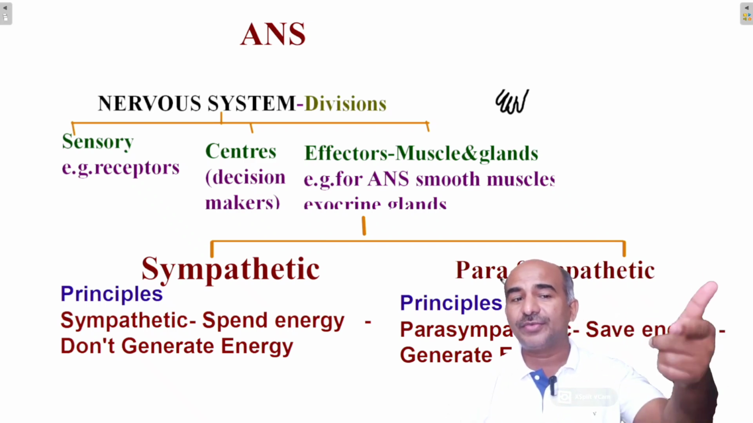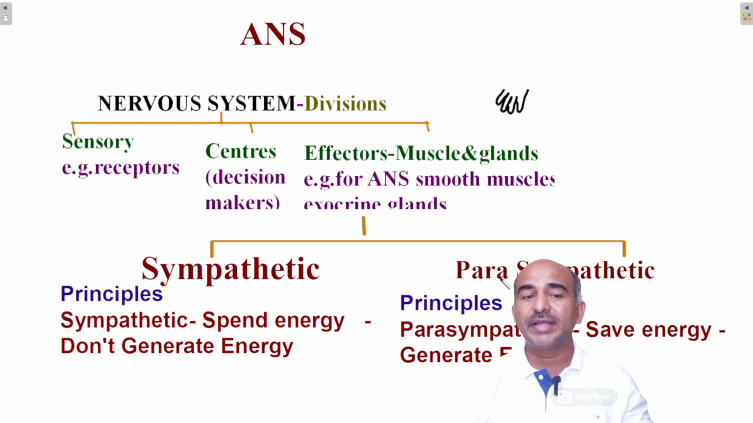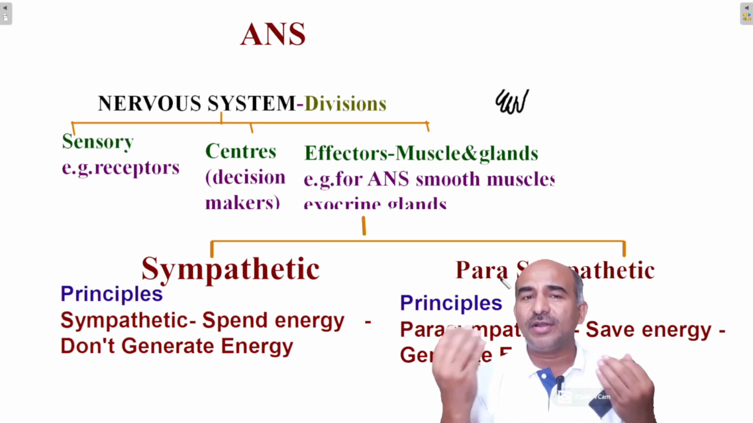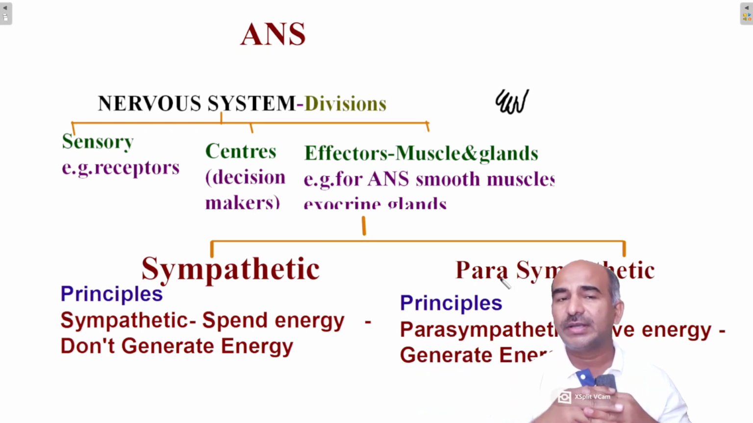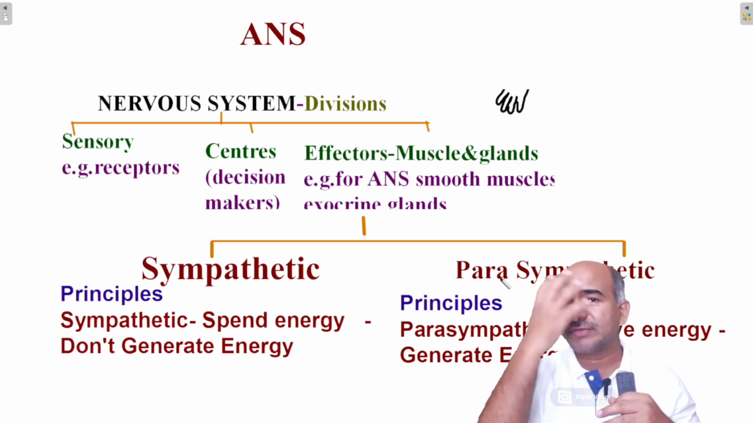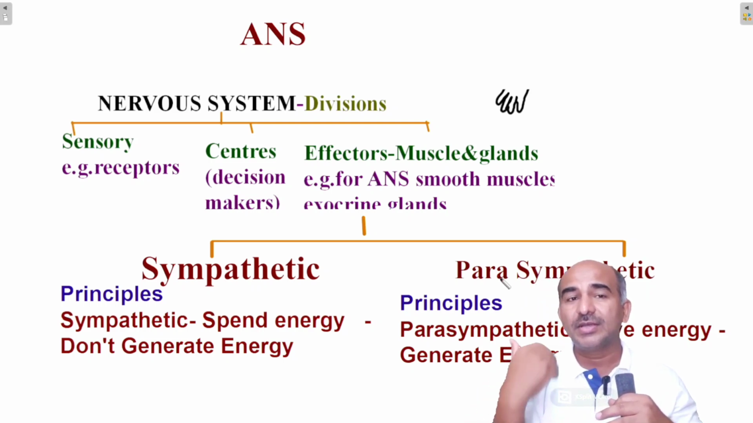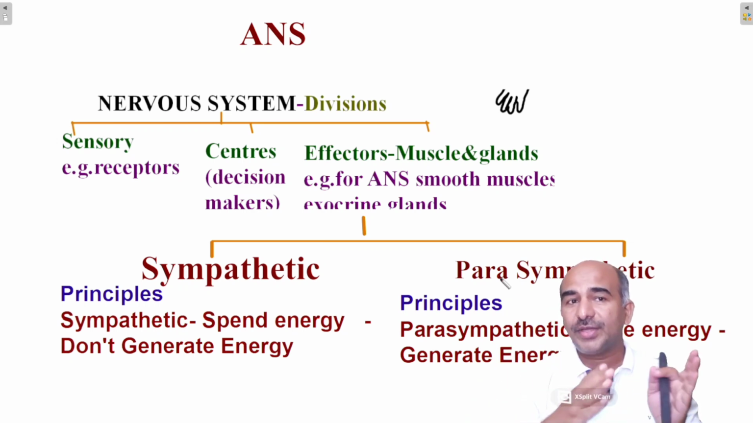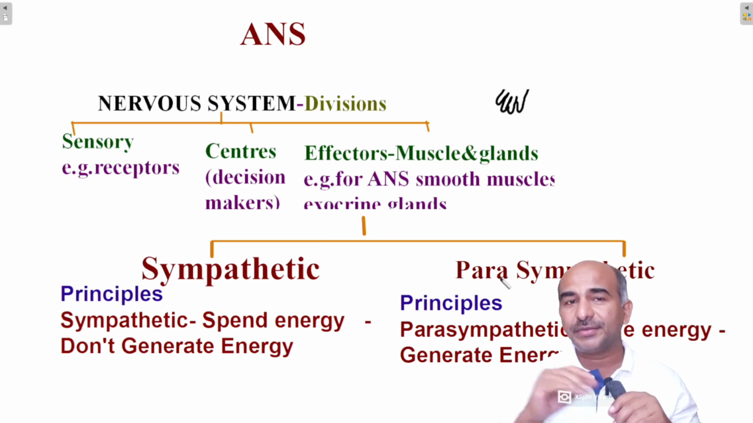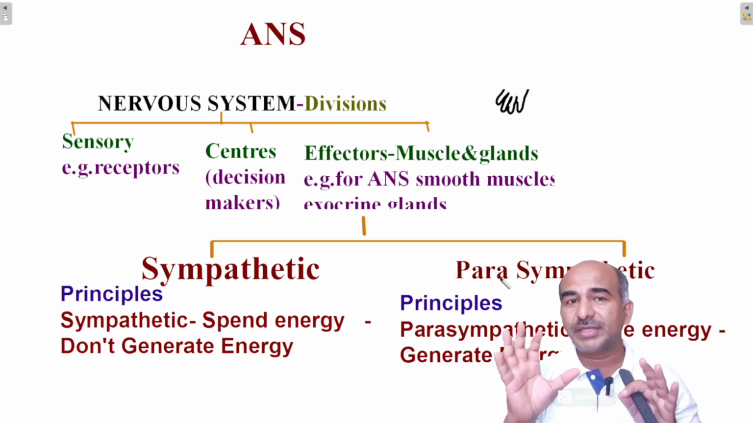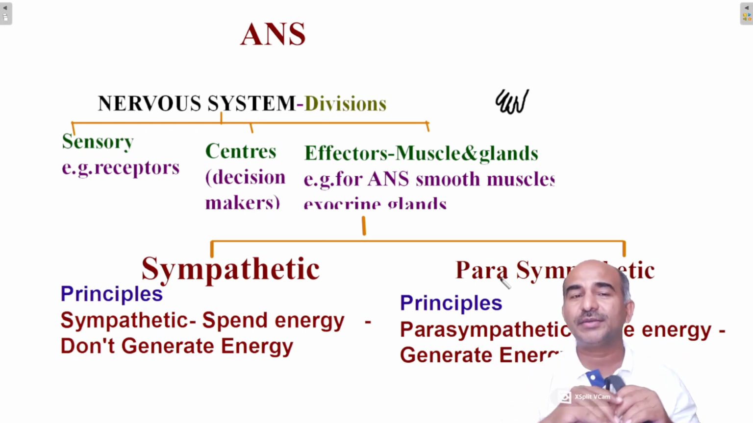Now I will tell you about the first principle. What is the first principle of the sympathetic? Spend energy. How? Spending energy, all activities of the body have to be increased. Blood circulation in the skin has to be increased. Skin will become red, hot, and flushed. Flush means red and hot. If there is flushing and hot redness in the skin, you can see it is sympathetic overactivity. Many times if somebody is angry, his face becomes red. That is the sympathetic overactivity.